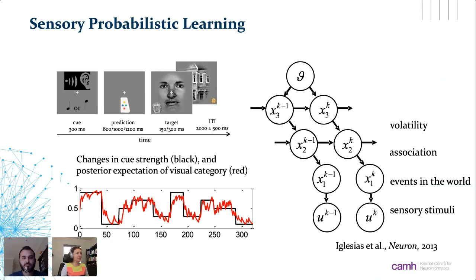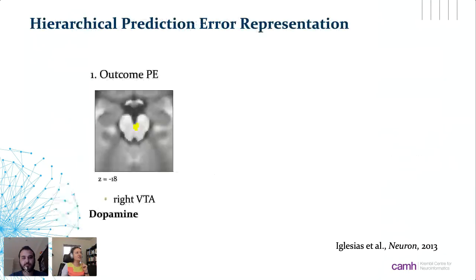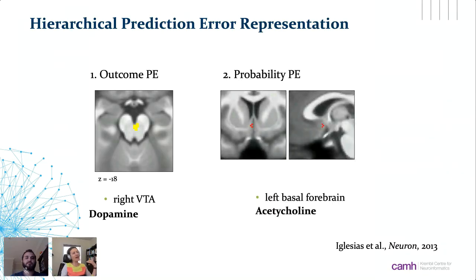Now, based on subjects' performance and fitting the model to subjects' behavior, we can extract these precision-weighted prediction error quantities. And interestingly, what my colleagues found was that the lower level precision-weighted prediction error that updated beliefs about outcomes was represented in the dopaminergic midbrain, whereas the prediction error that updated beliefs about the volatility of those association strengths was represented in the cholinergic basal forebrain.